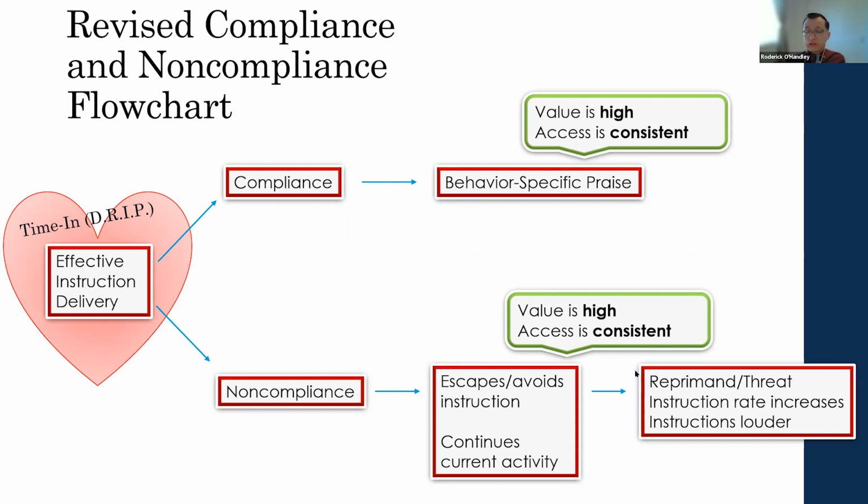So again, we haven't even addressed what parents and teachers might do to address non-compliance and reduce the value of the incentives kids get for being non-compliant, right? But at the very least, by incorporating time in and DRIP, effective instruction delivery, including the behavior specific praise that follows compliance, you're in a better position to compete with what kids already get access to for being non-compliant. By itself, it can increase compliance substantially without having to use any punishment strategies.